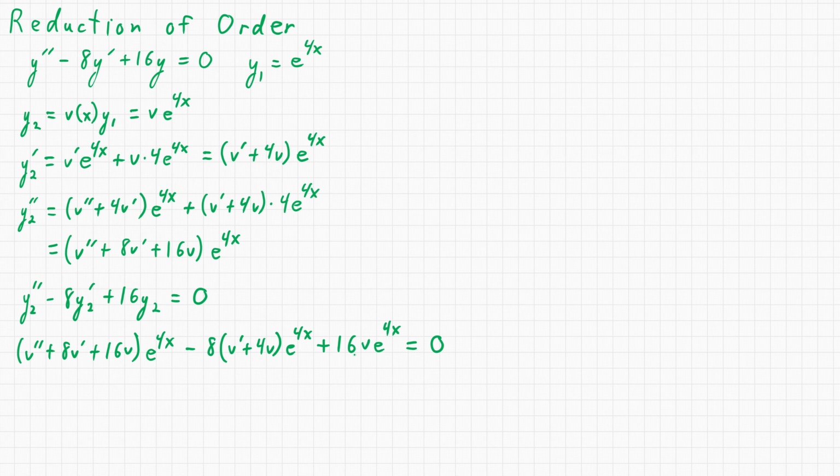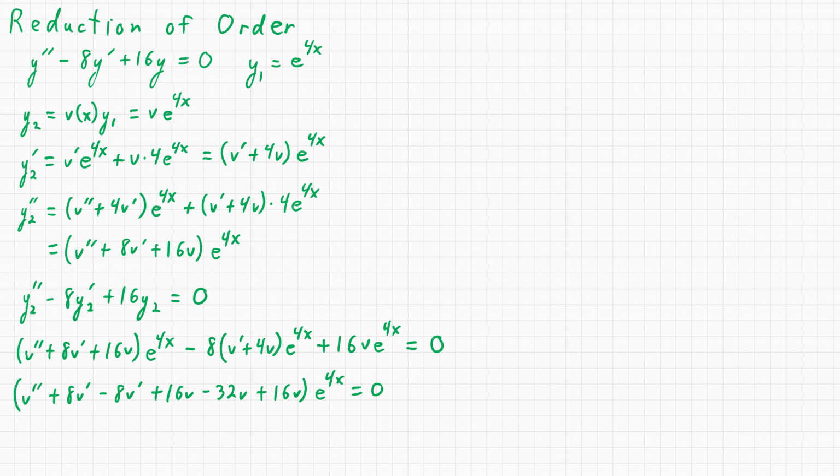All of these terms have an e to the 4x in them, so I'm going to write a big parenthesis and combine everything together. The only v double prime term I have is here, so I just have v double prime. And then I have a plus 8v prime. But I also have a minus 8 times v prime, so minus 8v prime. And then I have a plus 16v. Then I have a minus 8 times 4v, so minus 32v. Then I've got another plus 16v. And that's all times e to the 4x. And that all still needs to equal 0.